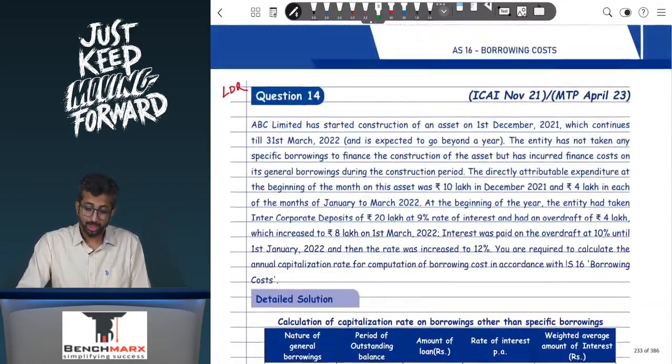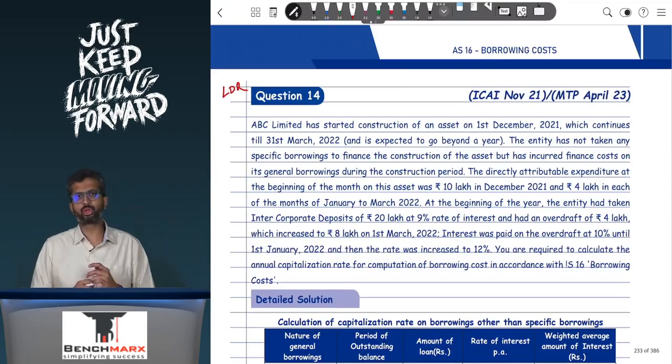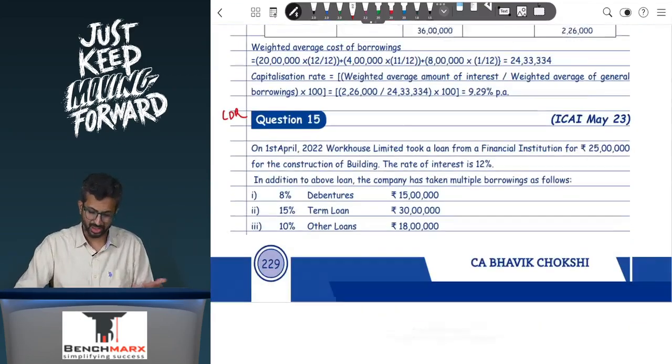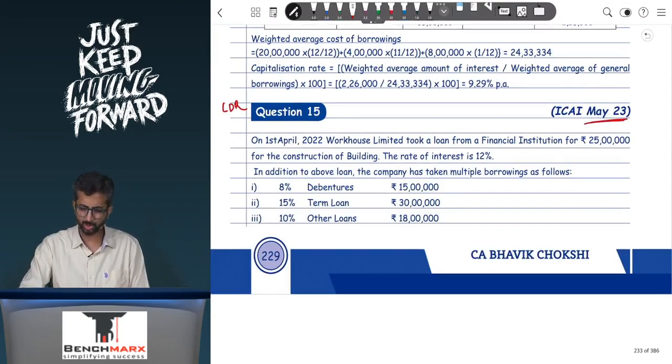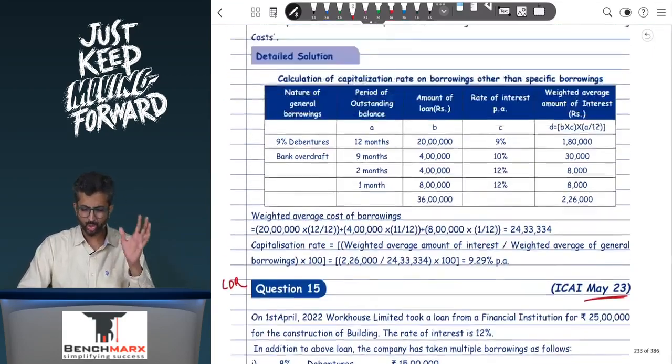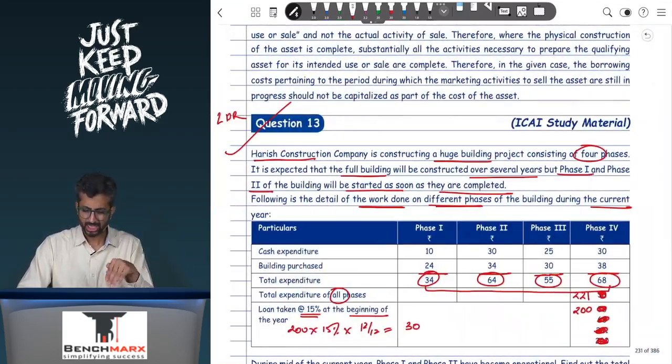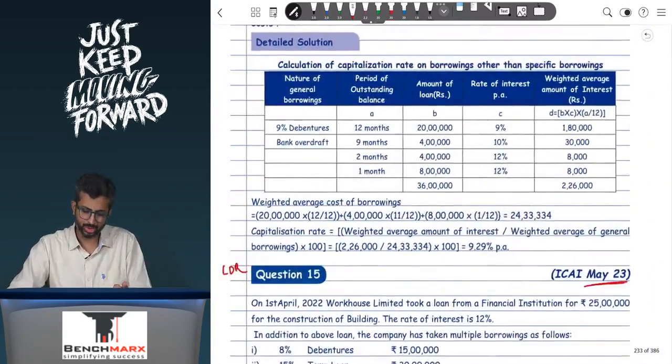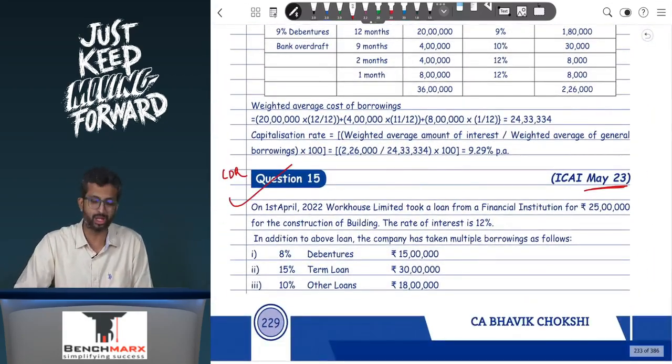Now question number 15 is on the calculation of capitalization. Question number 15 is a recent May 23 exam question, which is an important one, but before that, question number 14 is on capitalization rate. So what I'll do is I'll first discuss 15 because it comes as an extension of 13, so we'll just finish off 15 which is from the May 23 exams first.